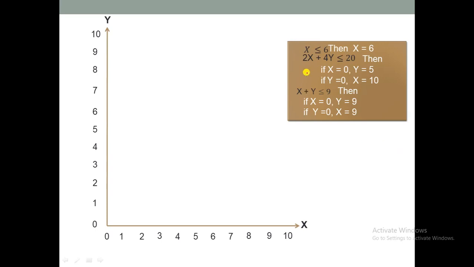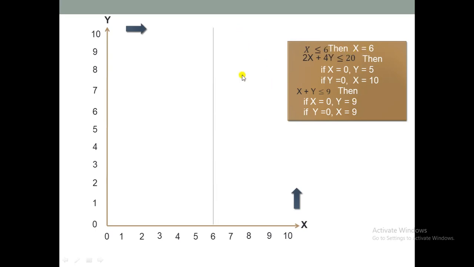Okay, so the first equation is x equal to 6. Before that, we have the constraint x, y must be greater than or equal to 0. That means all our coordinates, or all the lines, are going to be in the first quadrant only. These symbols show that we are going to plot all the graphs in the first quadrant. So let's take the first equation, that is x equal to 6.